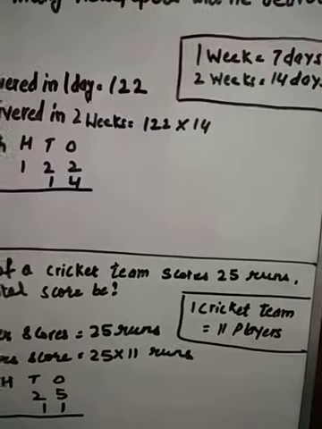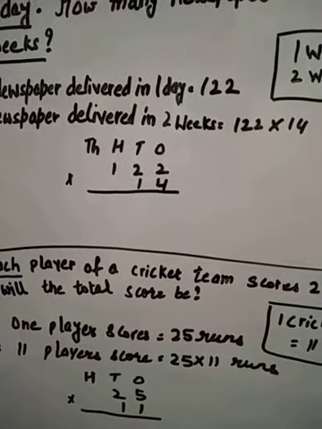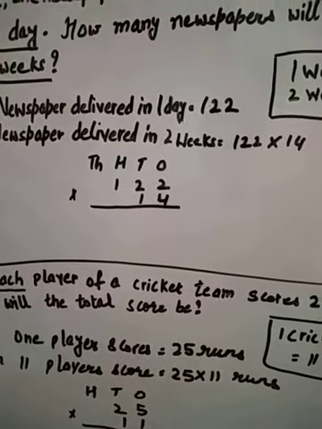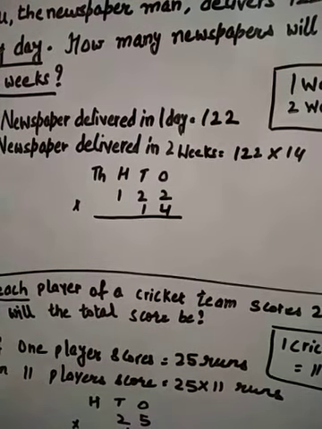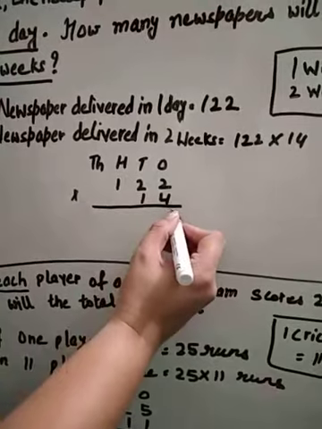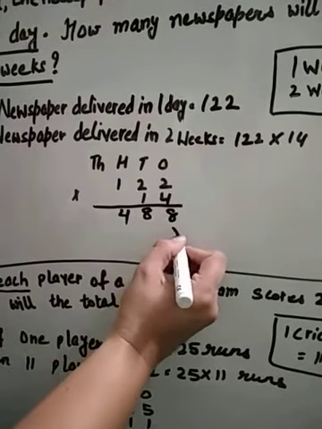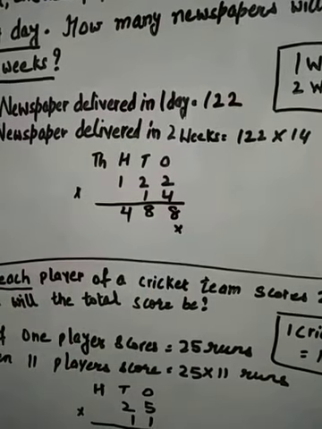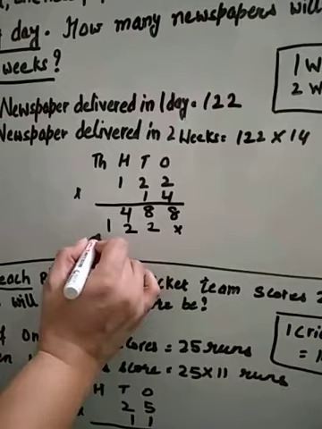So now I will do the multiplication. Ones, tens, hundreds, thousands, I have put the places. Then I have written 122. Below that I have written 14. So I will start the multiplication. 4 twos are 8. I will write 8 here. 4 ones are 4. I will put a cross here. 1 two is 2, and 1 one is 1.